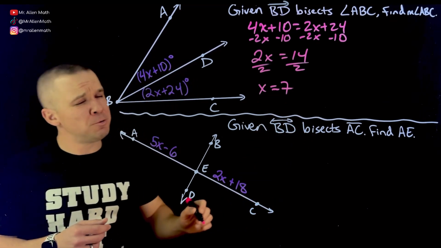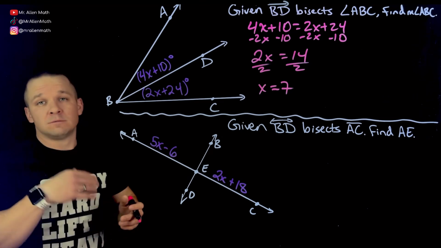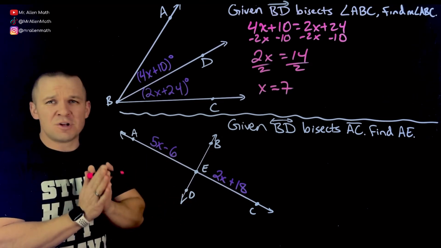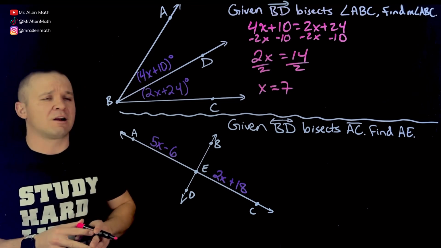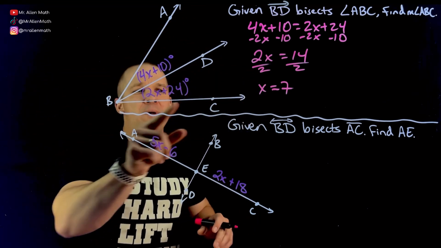Now, it's super tempting to be like, I'm done, I solved for x, moving on. And then you lose points on your test and you cry. We don't want that. There's no crying in math. I'm kidding, there's a lot of crying that happens in math oftentimes. We want to find the measure of angle ABC, this whole big angle right here.